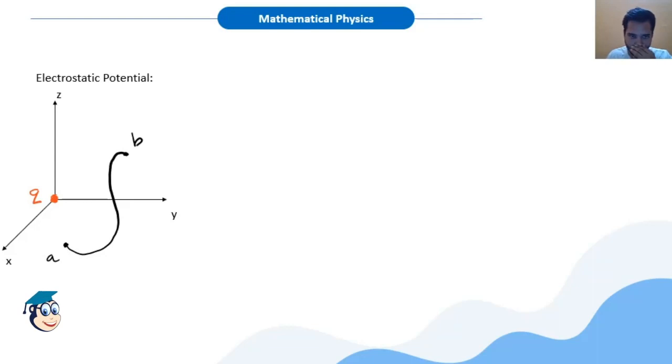Okay, so my question is, let me draw the positions of A and B first. So the position of A is RA and position of B is RB. Okay. So my question is, what is the value of integral A to B of E dot dl? E is electric field, dl is infinitesimal displacement vector. Okay. So you can calculate the electric field due to a point charge.